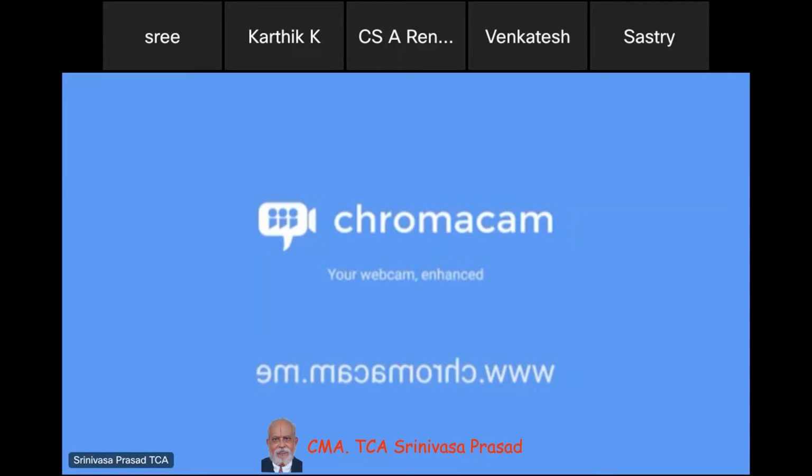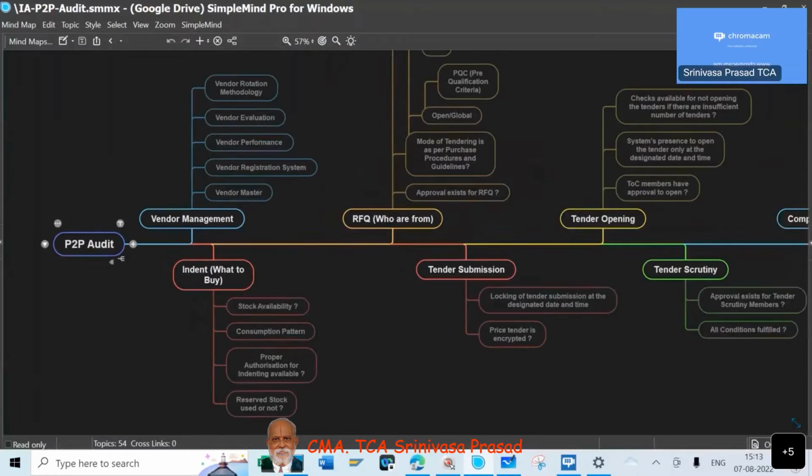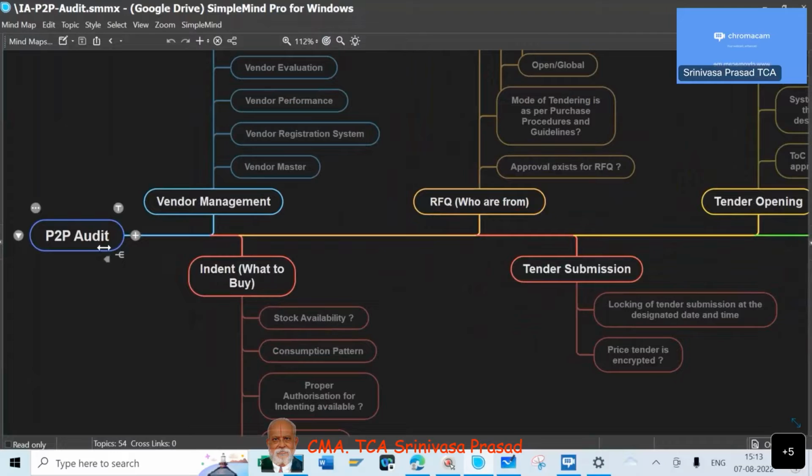So as an internal auditor, if we have to go for an audit, what are all the areas that we should look into? That is the question. These are all the major areas, the highlighted ones. There can be other areas, but like last time, we had other points coming.